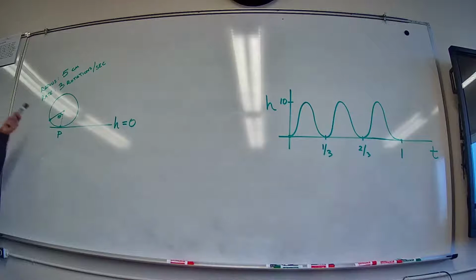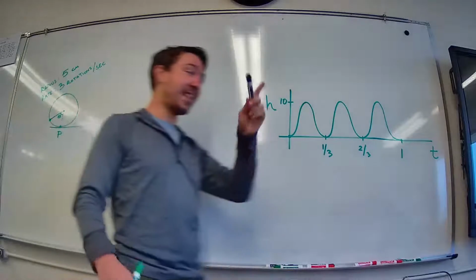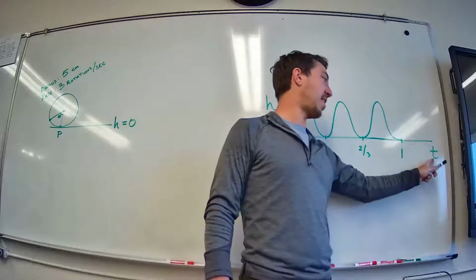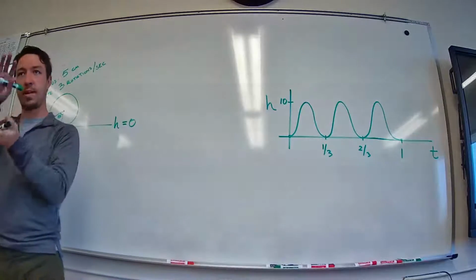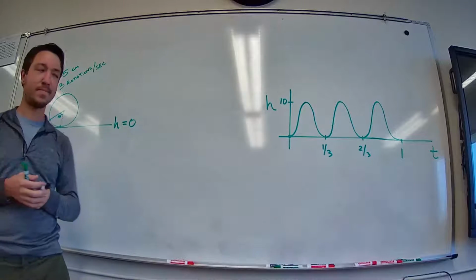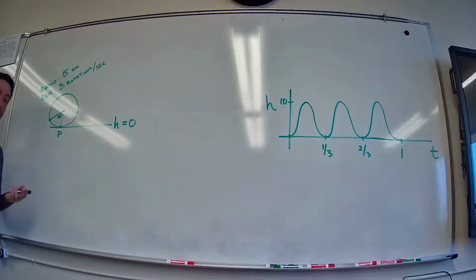What quantity depends on this angle? The height, right? So the height depends on that angle, and that angle depends on the time. So how much angle we've rotated depends on how much time has passed, right? So the logic makes sense. The height depends on the angle, and the angle depends on time. Therefore, the height depends on time.